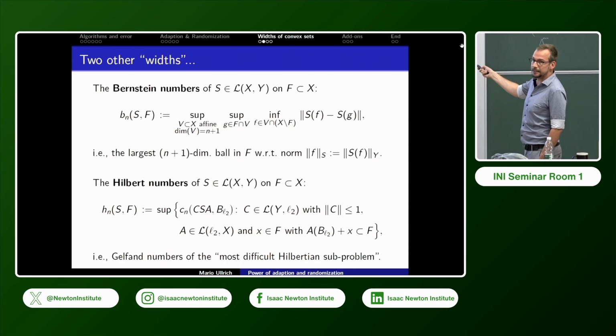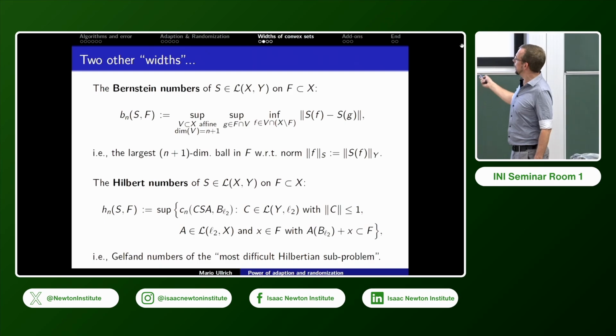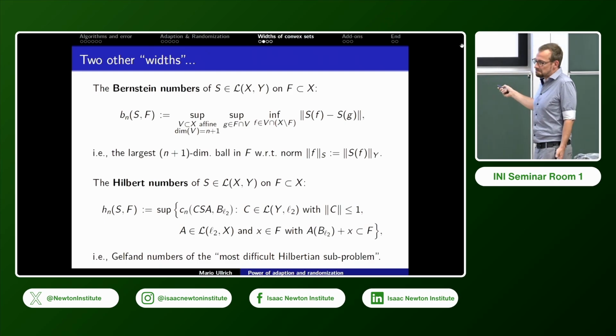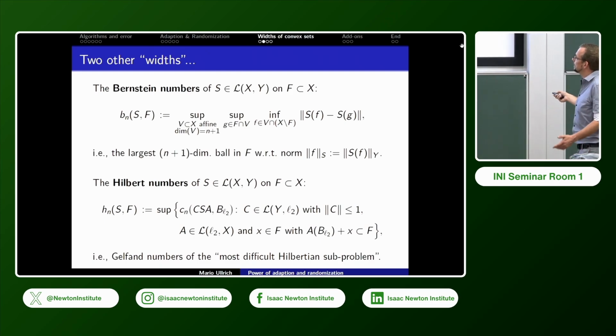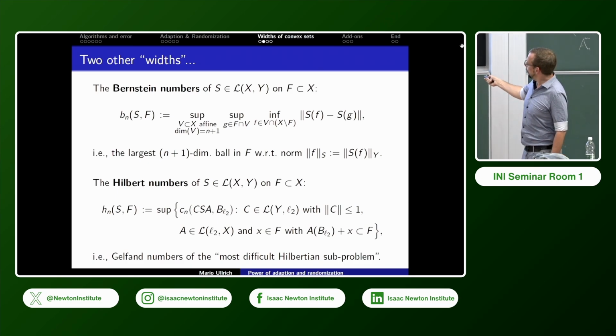Again, if S is the identity, that's just a ball inside of the set X. And the second one, which are the Hilbert numbers, they are almost not known in the community, I guess, but they are a very powerful result. The Hilbert numbers look strange, right?